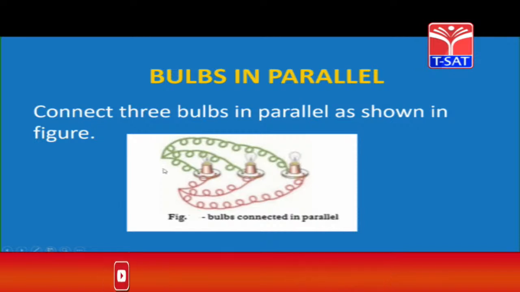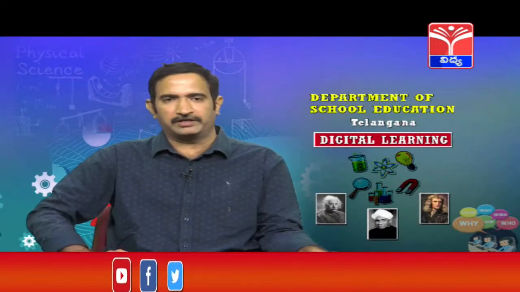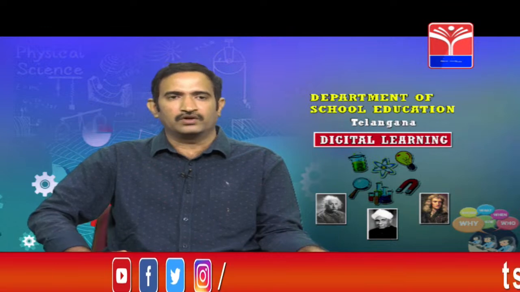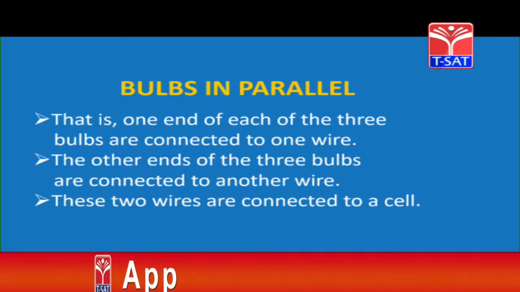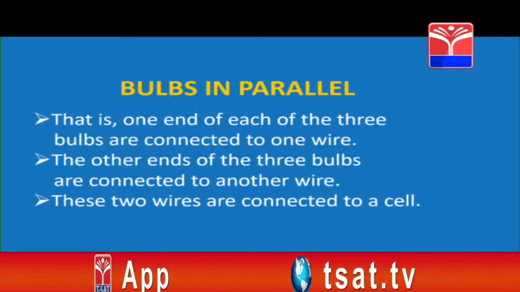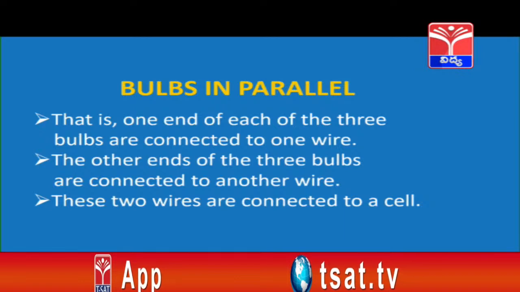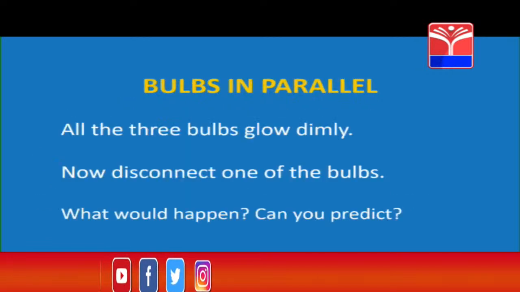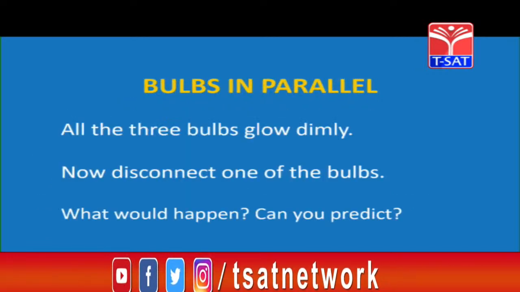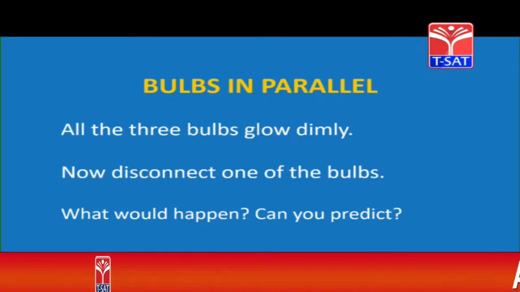This type of arrangement is nothing but a parallel arrangement of bulbs. One end of each of the 3 bulbs is connected to one wire. The other ends of the 3 bulbs are connected to another wire. These 2 wires are connected to a cell. All the 3 bulbs glow dimly. Yes, all the 3 bulbs will glow very dim when compared to series connection.